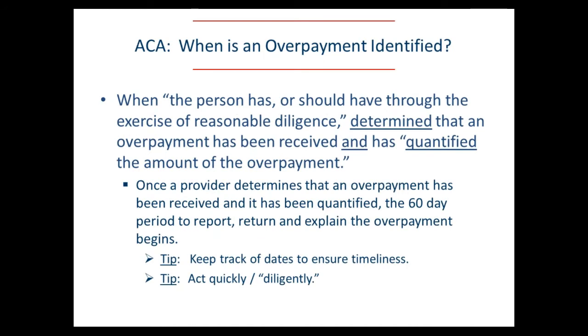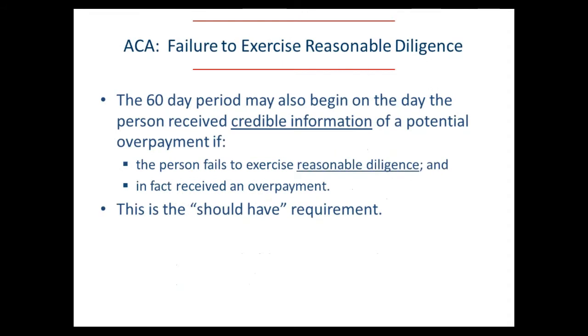So one of the key questions is, when is an overpayment identified? It is when the person has or should have, through the exercise of reasonable diligence, number one, determined that an overpayment has been received, and number two, has quantified the amount of the overpayment. Once that occurs, the 60-day period to report, return, and explain begins. A couple tips with regard to this: obviously you want to keep track of the dates to ensure timeliness. And also, one of the things we're going to get into in more detail is you want to act quickly or diligently.